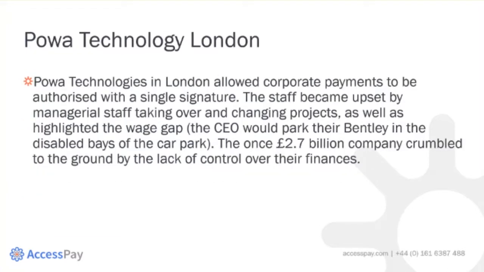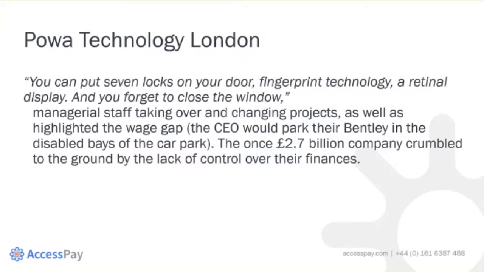So a quick example of where some of these controls have failed really is Powa Technologies in London. They essentially had a single process for their payments through signing checks, signing whatever else it might be, online banking with a single user. So for a lot of their staff, and this wasn't picked up or detected, they became disgruntled due to various changes in the company, and essentially brought the company to the ground. So a once 2.7 billion company failed to control their access to systems, and ultimately doesn't exist anymore.